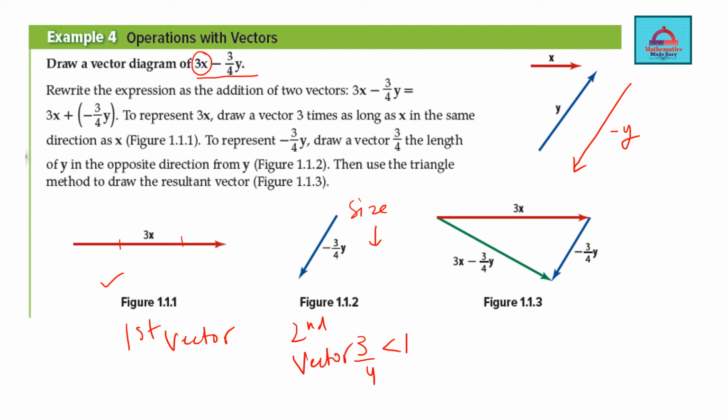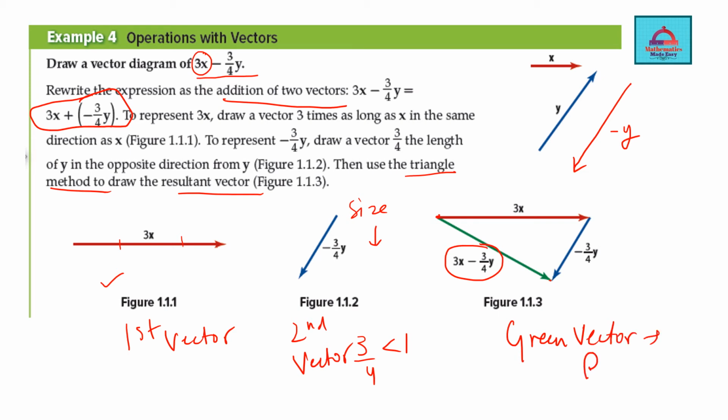Now you need to add them both. You need to find the resultant. So the addition of the two vectors, this and this, would give you the answer. We use the triangle method to find the resultant. If this is the first vector and this is the second vector, then the resultant is from the tail of the first vector, the tail of this vector is this point, to the tip of the second vector. The tip of the second vector is this. So the green vector 3x minus 3 by 4y represents the resultant. So the green vector is the resultant. That's how you draw, that's how you graph.